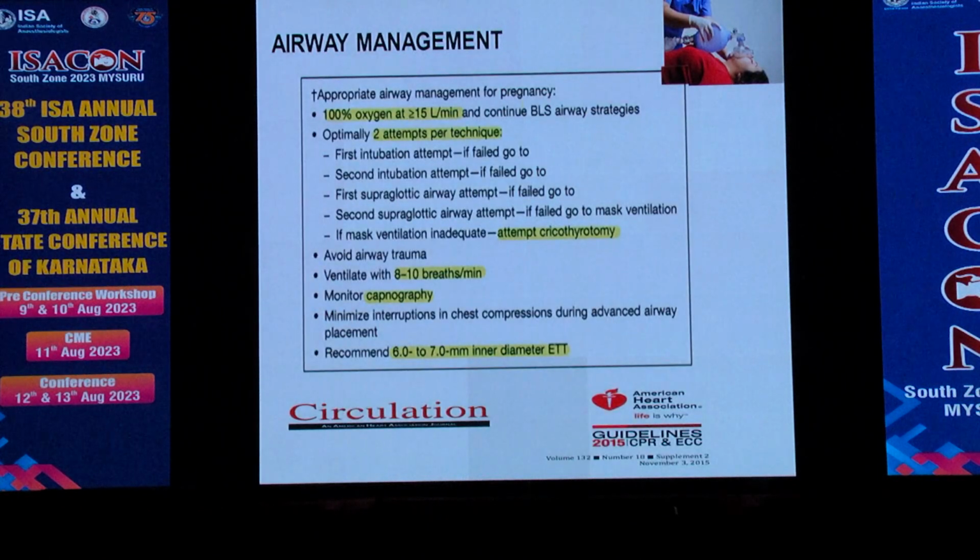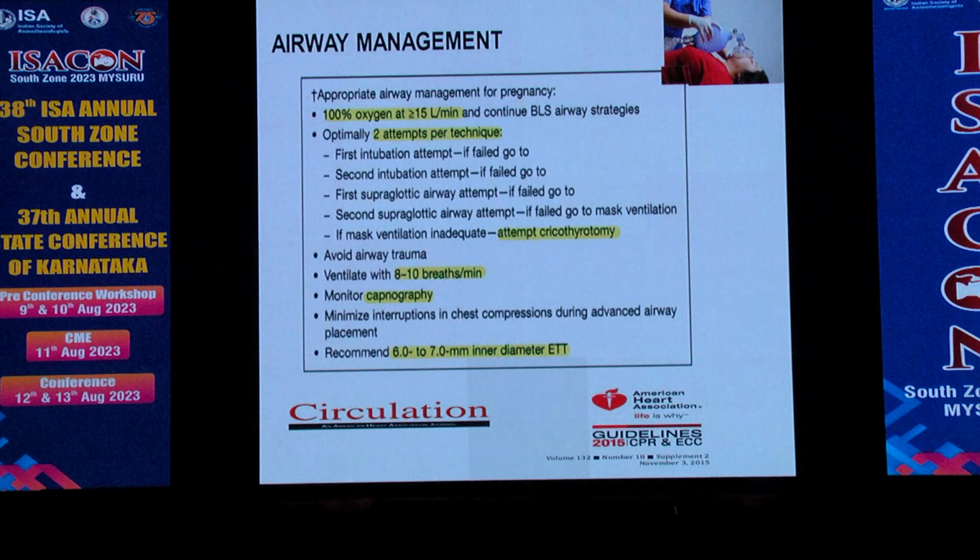Coming to the advanced airway management, so the BLS airway strategies to be continued, and the experienced laryngoscopist or expert rescuer should get into the airway. The airway should be secured by an experienced laryngoscopist, optimally by 2 attempts per technique. If the first intubation fails, go for the second intubation either by direct laryngoscopy or by video laryngoscopy. If it also fails, the supraglottic airway, preferably second generation supraglottic airway, is the rescue therapy.